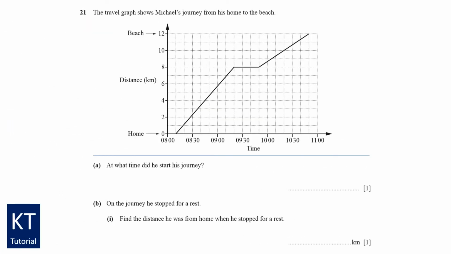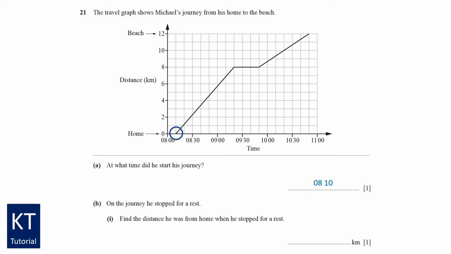Question 21. The travel graph shows Michael's journey from his home to the beach. At what time did he start his journey? From the travel graph, Michael started his journey at the place where I have marked a circle. This is at 8:10.